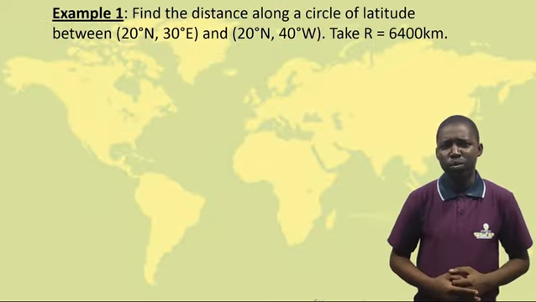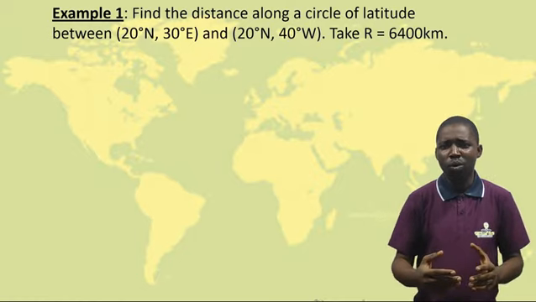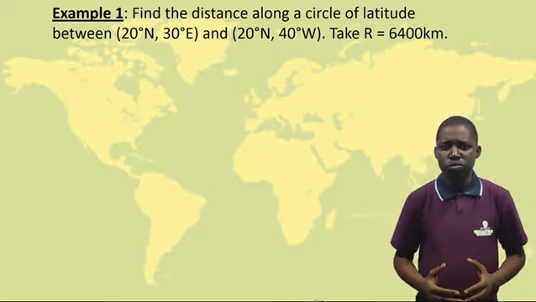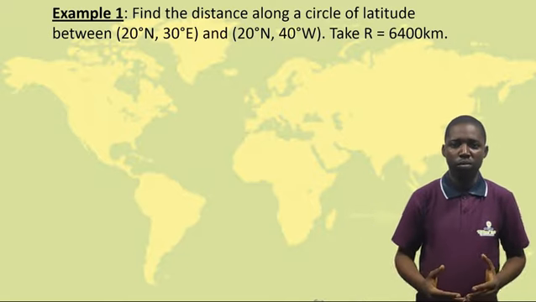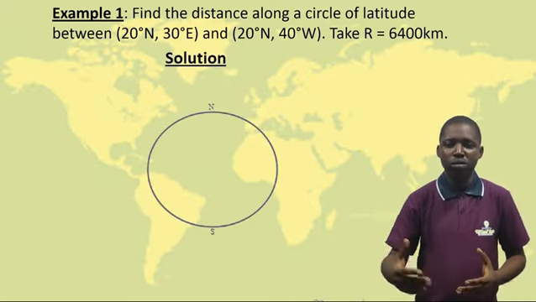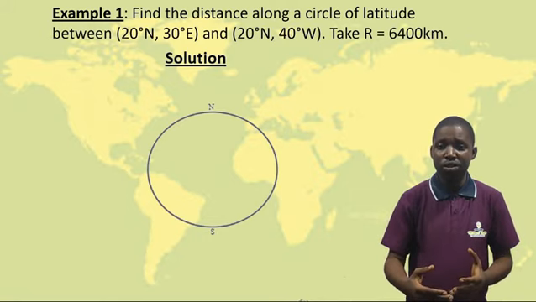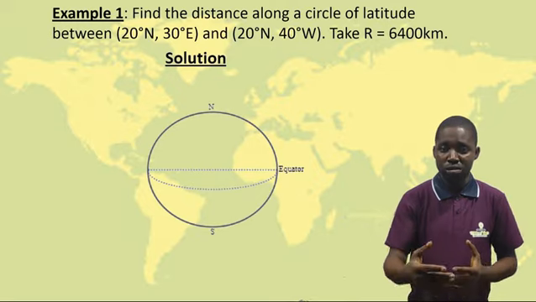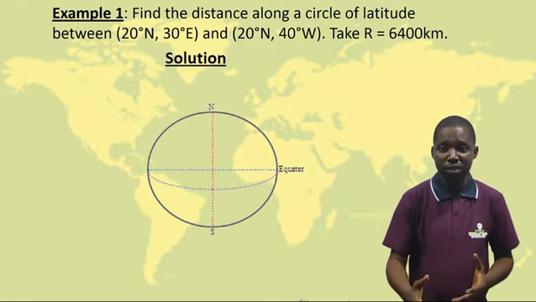Now we have example 1. In our example 1, we have 2 points. Let me go straight to representing these 2 points on the globe, our globe with a circle. Let me start with the latitude, which is the equator, the blue dotted line, and the longitude, which is the red dotted line, which is the Greenwich meridian.